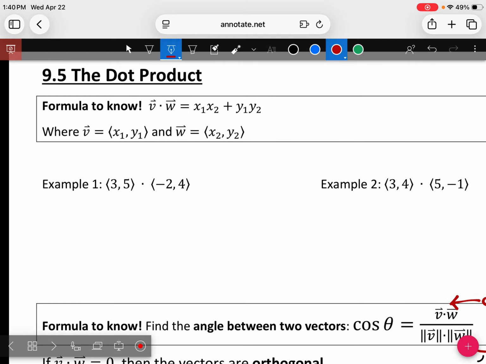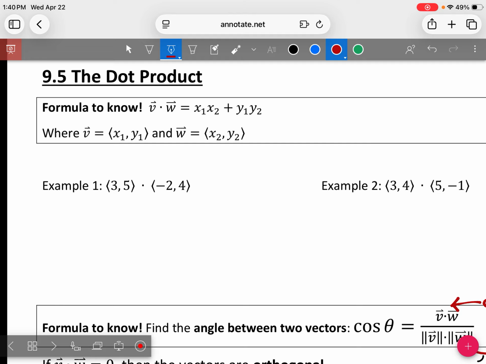All right, so the first thing we're going to talk about, 9.5, which is homework 17, is the dot product. So in order to find the dot product, again, this is a formula that's not given to you. You need to know. You have to multiply your horizontal components together. And then you multiply your vertical components together and you add them.